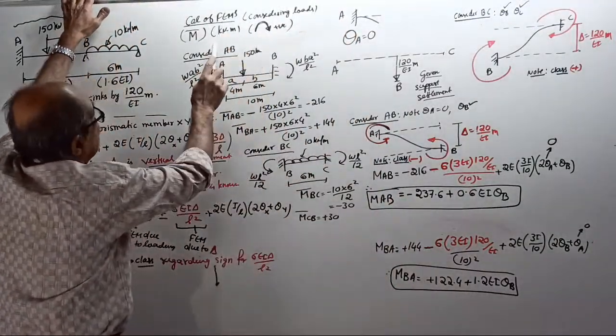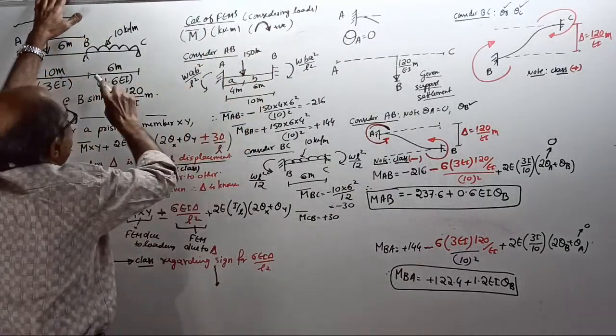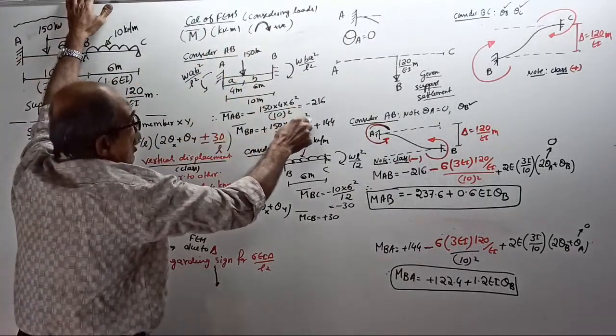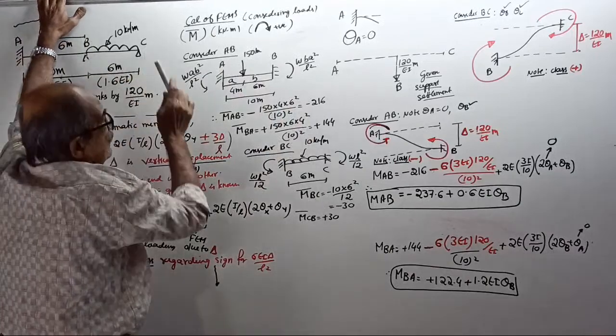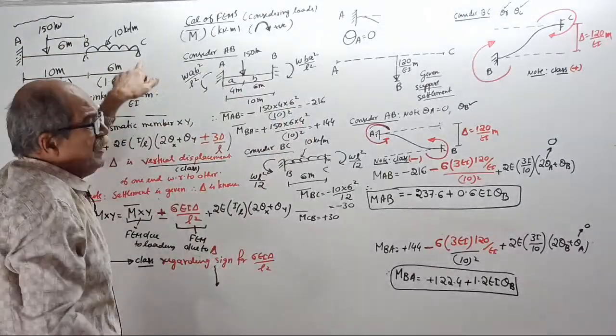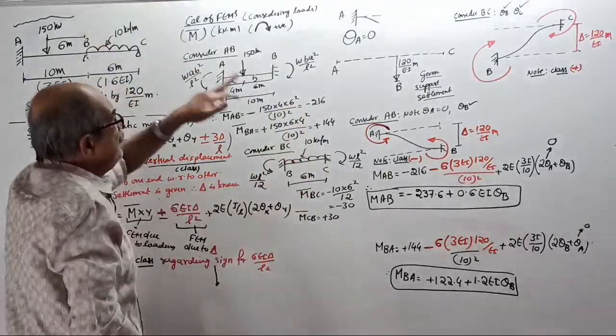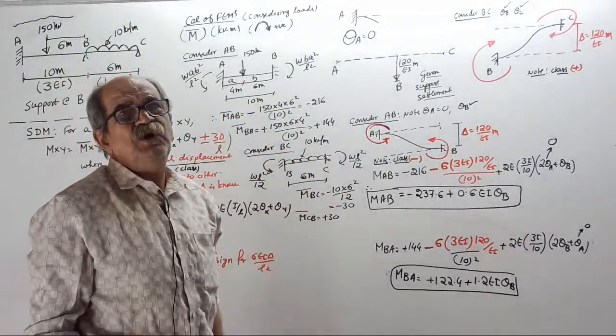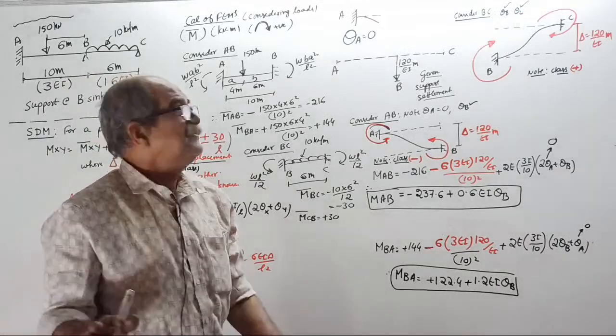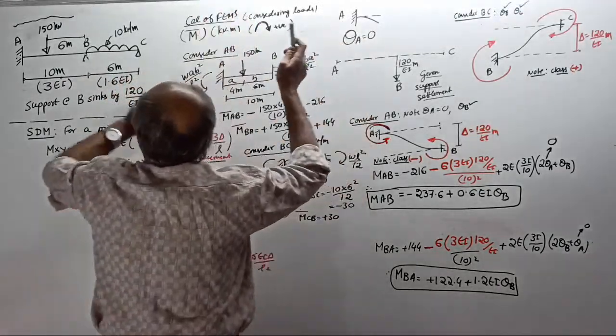FPMs: first consider loading. See, AB member, point load. This you know how to calculate. BC member, whatever support given, both are fixed, UDL. Find the FPMs. If this is not clear, you are wasting your time coming to my class. Okay, now, next step.